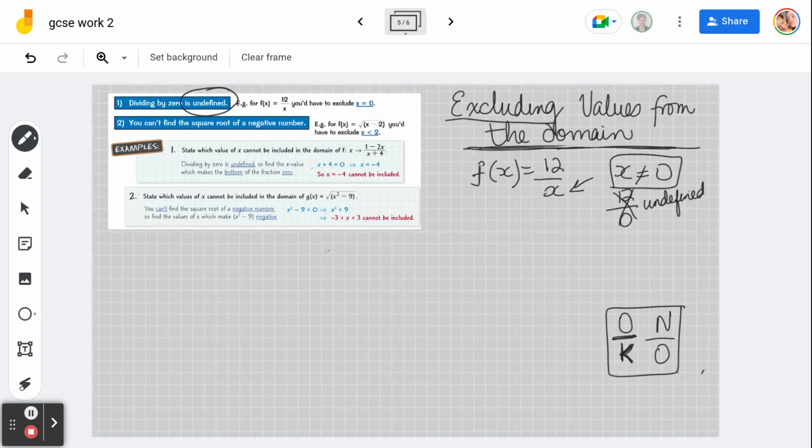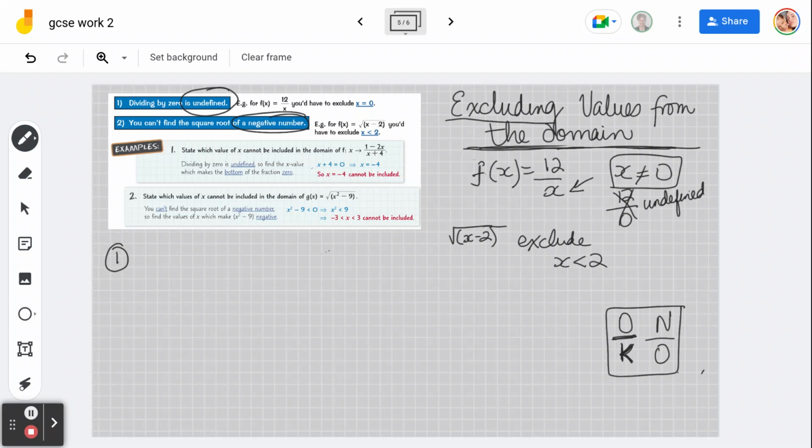The other rule is you can't find the square root of a negative number. For example, the square root of x minus 2. We need to make sure that x is greater than 2. So therefore, we're going to exclude, we're talking about what we're taking away, numbers where x is smaller than 2. Let's look at our examples of what we're going to exclude.